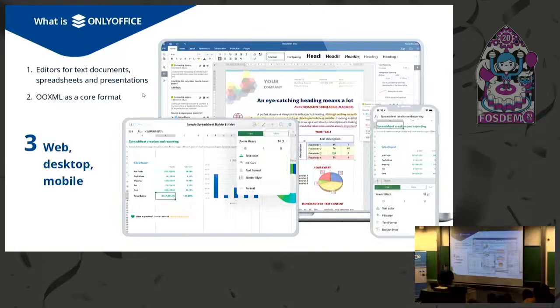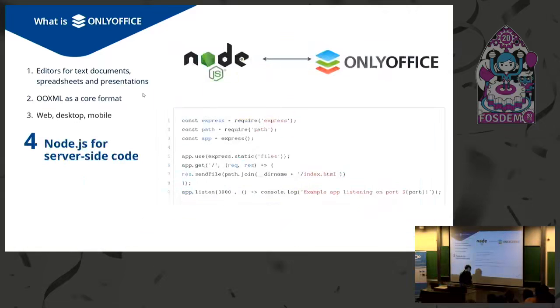ONLYOFFICE can be deployed on any platform. So we have a single engine for web, for desktop, and for mobile applications, and that guarantees a seamless switch from offline to online and vice versa. We selected JavaScript as one of the most universal languages. So we use Node.js on the server side.